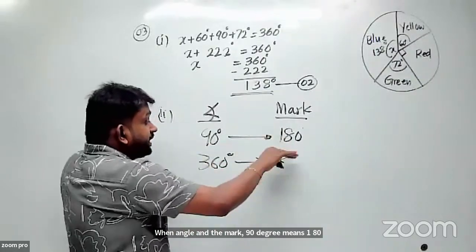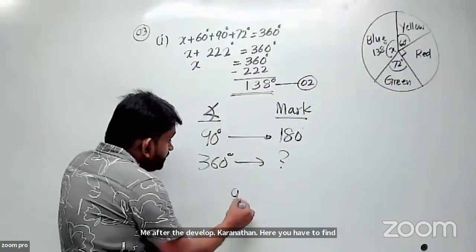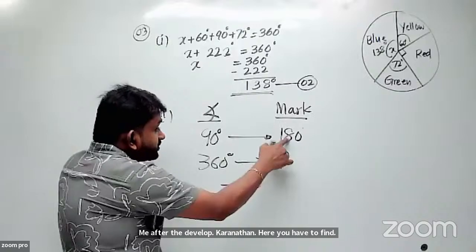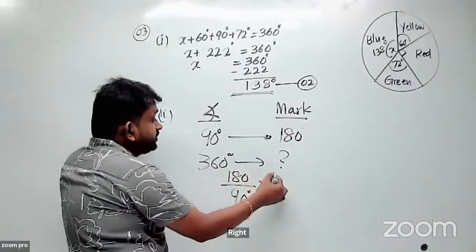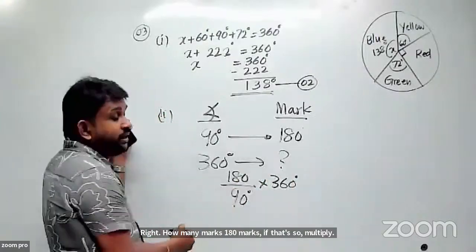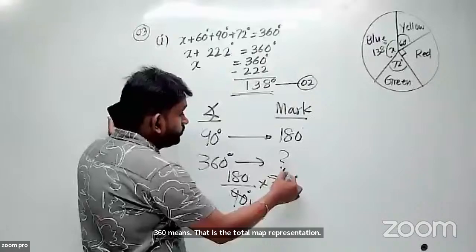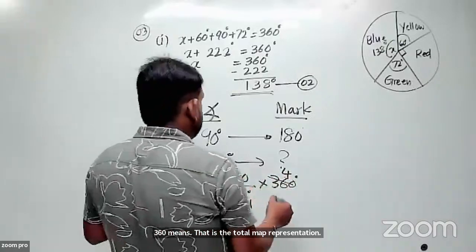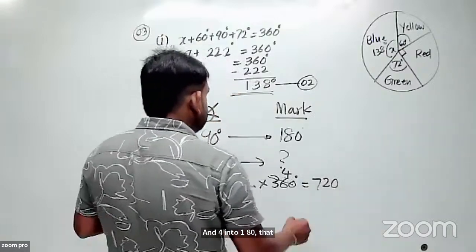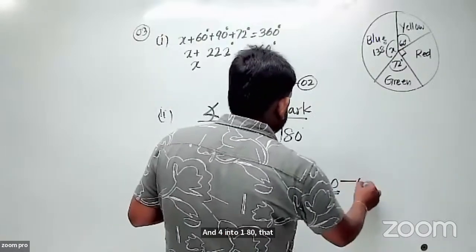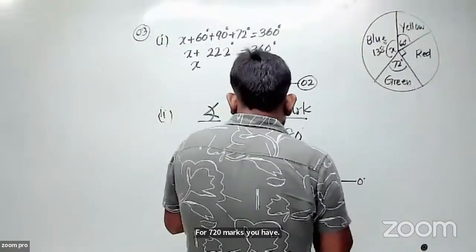Here you have to find. You write 90 degrees means how many marks? 180 marks. If that's so, multiply: 360 means how much? That is the total mark representation. 90 times 4 is 360, so 4 into 180, that is 720. So 720 marks, you have 3 marks for that one.